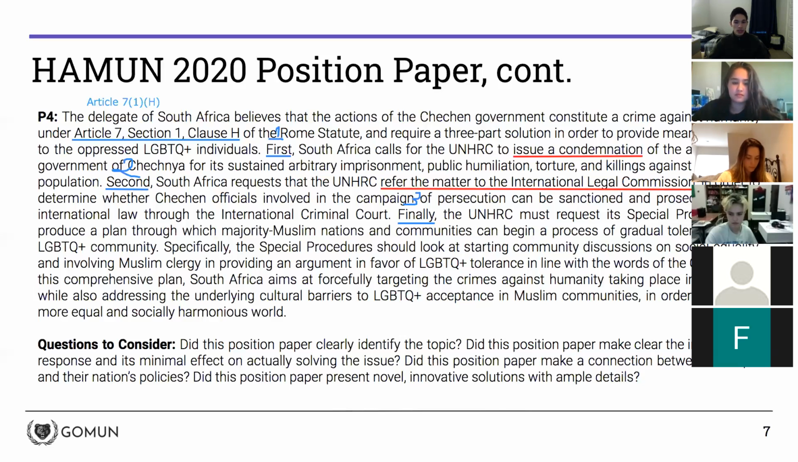Did this position paper make clear the international response and its minimal effect on actually solving the issue? This position paper clearly identified the topic. Did it make a connection between the topic and the nation's policy? And did this position paper present novel, innovative solutions with ample details? I think we'd all say yes, right?